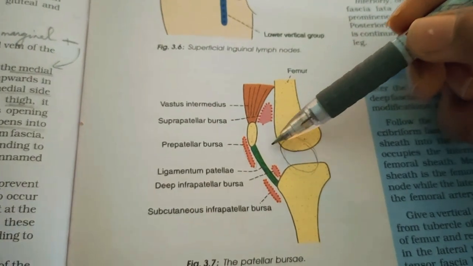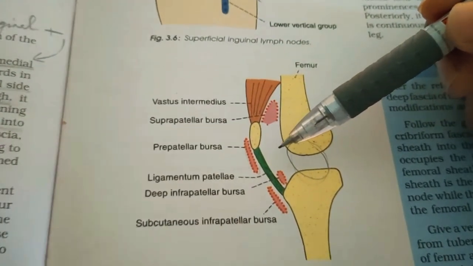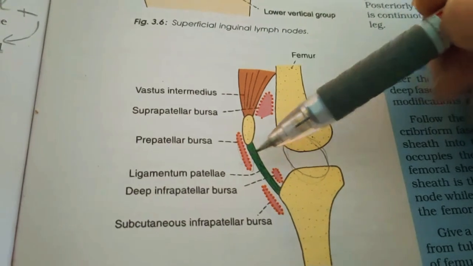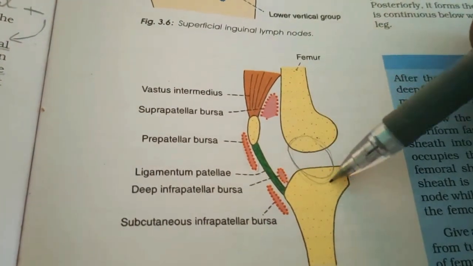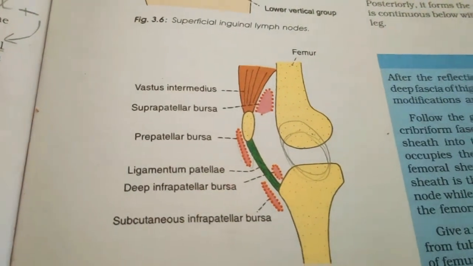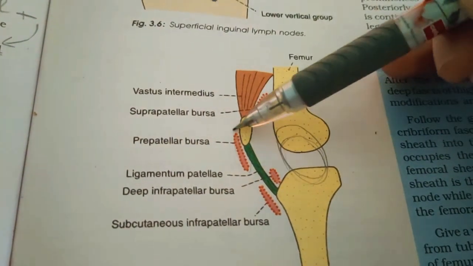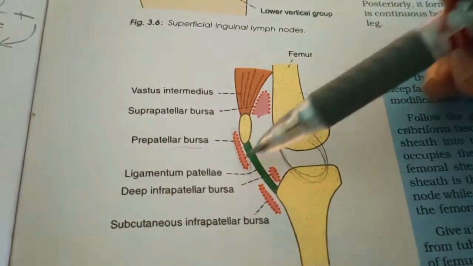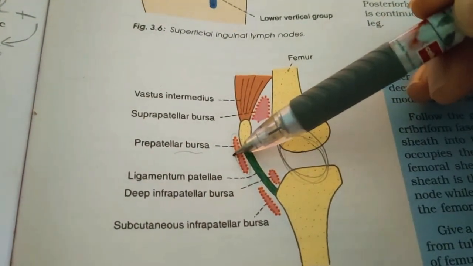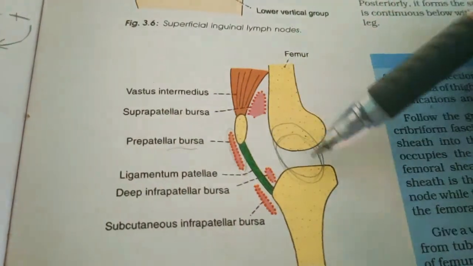Infection of this bursa is common in miners, called beat knee. So it is called housemaid's knee or beat knee because of the work of cleaning the floor. There is pressure on this prepatellar bursa and it may lead to inflammation. So this is about the prepatellar bursa, just above the ligamentum patellae and below the patella.